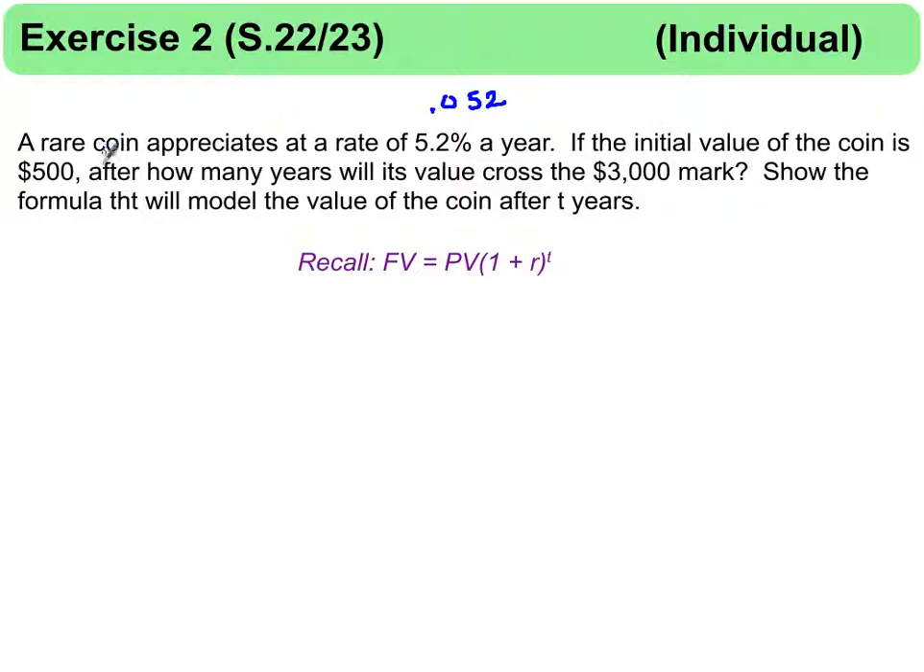The initial value of the coin is $500. How many years will it take for its value to cross the $3,000 mark? Show the formula that will model the value of the coin after t number of years. And so we want to know when it will be worth $3,000. So that's that future value that we're looking at, 3,000. We started off with the principal value being $500, and we're going to have that multiplied by 1.052 raised to the t power.